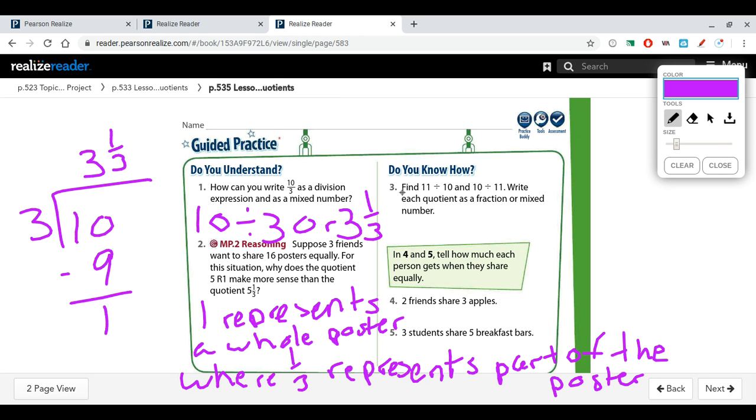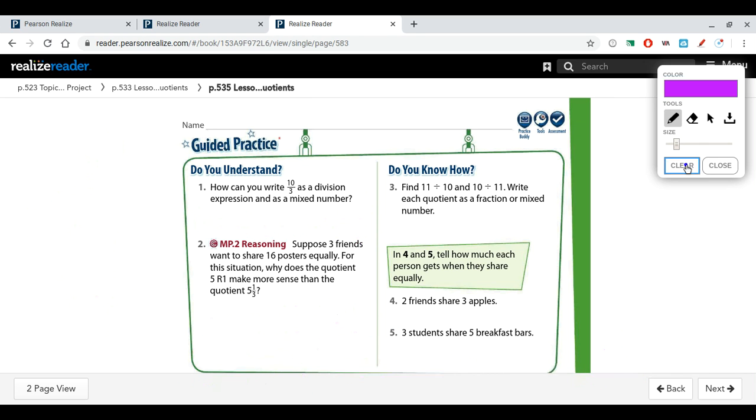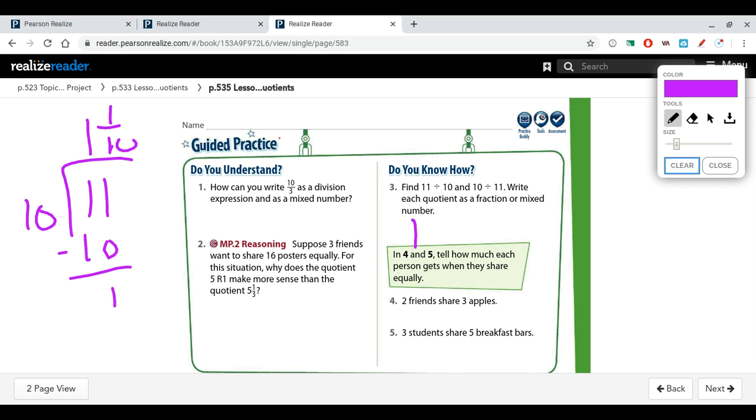All right. Find 11 divided by 10 and 10 divided by 11. Write each quotient as a fraction or mixed number. So we're going to look at how this is different, and this shows you why knowing what the divisor is going to be important, because I'm going to end up with 2 very different answers here. So if I start by doing 11 divided by 10, 10 goes into 11 one time. I subtract. I have 1 left over. So I end up with 1 1/10. So I have 1 1/10 as my first answer.